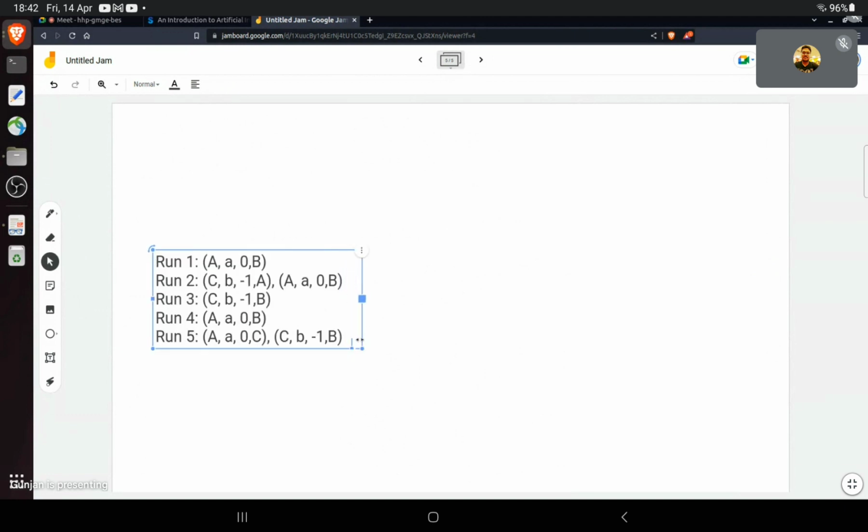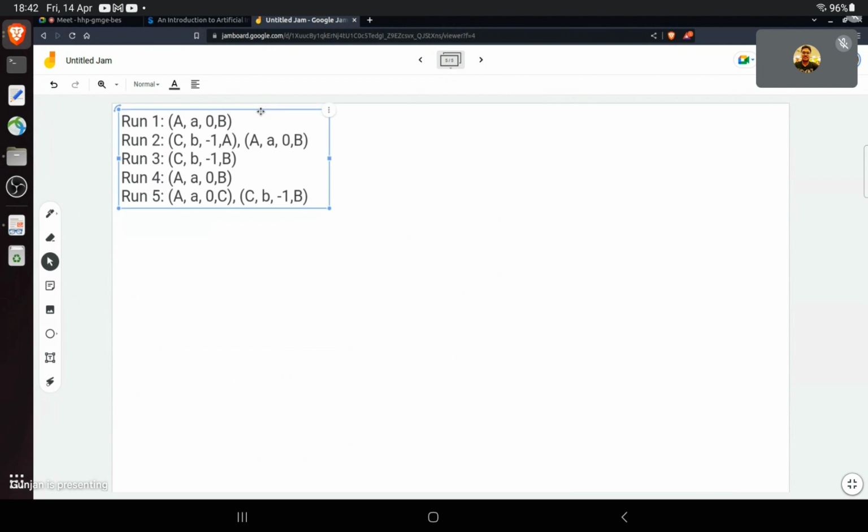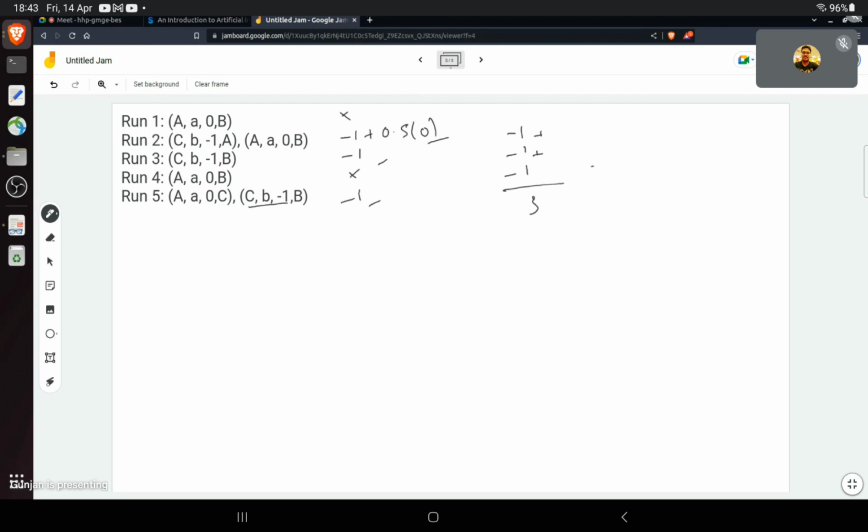Since you want to calculate V pi C, in the first one there is no instance of C, so we will not consider this. In run 2 it will be minus 1 plus 0.5 times 0. In this one it is minus 1. Here this is not considered, and here it is C to B, minus 1. So the reward is minus 1. There are three instances, so we add these and divide by 3, so this comes to minus 1.